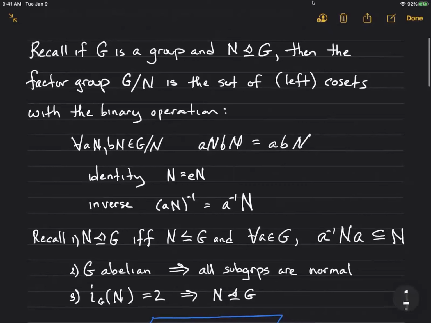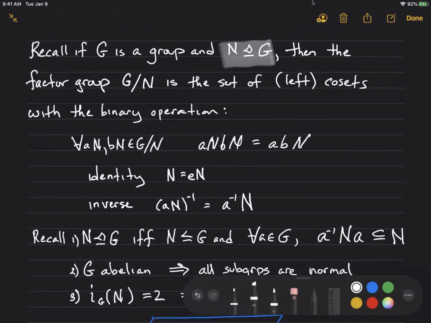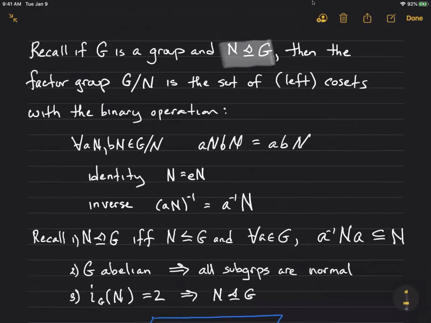Okay, so let's start off by looking at this. What is a factor group? This is what we did in the last lesson. If you have some group G, and then you have a normal subgroup of it, remember that that's what that notation means. Then what's the factor group? Well, it's just the set of left cosets. I wrote left here in parentheses because it's a normal subgroup. Left and right cosets are the same.